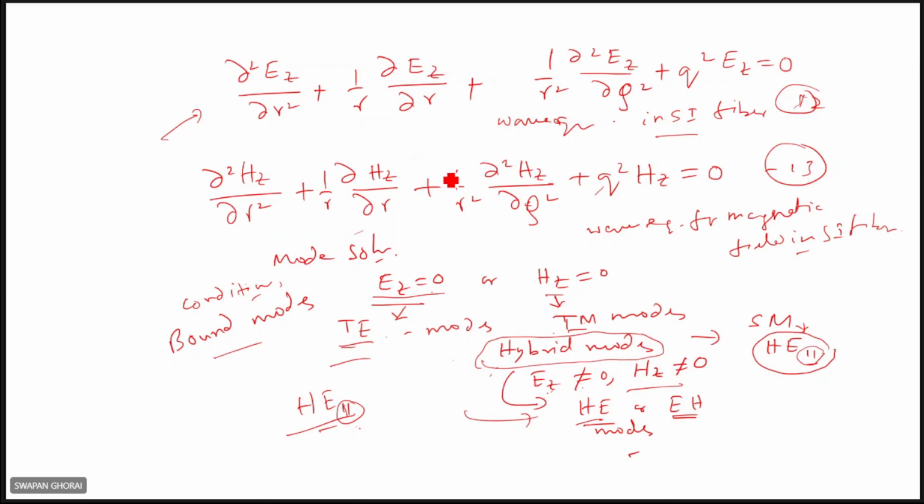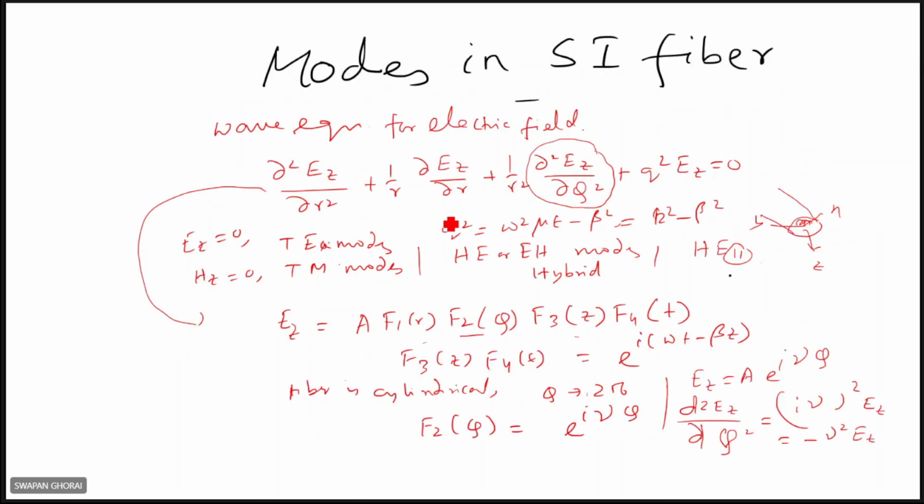If you consider the separation of variables method, then you can write the solution of these equations as Ez equal to A f1(r) f2(phi) f3(z) f4(t). Because the field is e to the power i(omega t minus beta z), that means t variation is there and z variation is there. That's why these 2 functions f3 and f4 will be there. So there will be 4 functions.